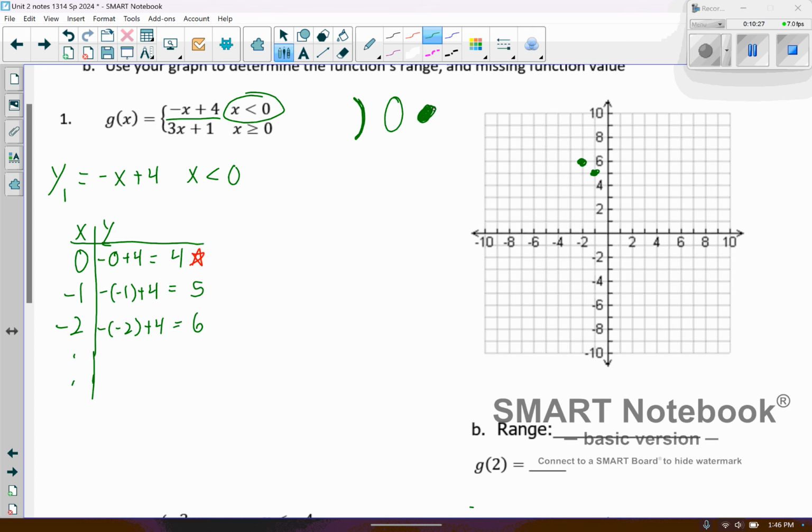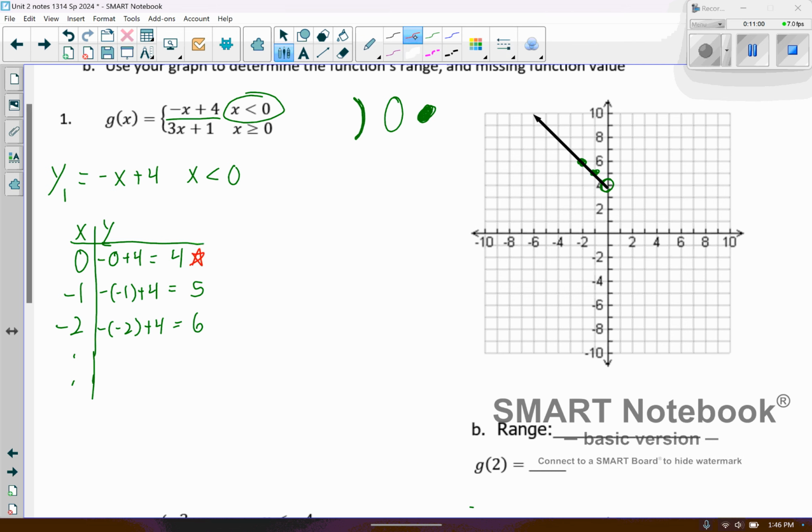So what I'm going to do at the point 0, 4, I'm actually going to put an open circle right there. And the reason why is because the common mistake students make is they'll graph this and they'll just start at the -1, 5 point right here, and they graph that. And that's not quite correct, okay? You want to include all the points getting really close up to when x is 0.